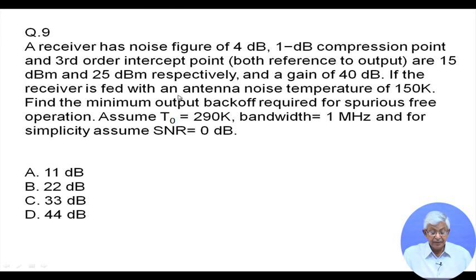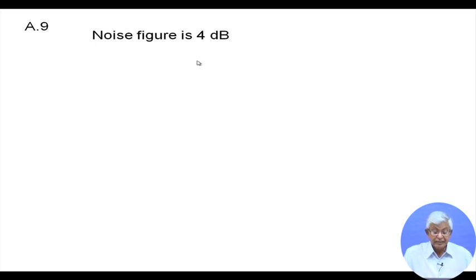If the receiver is fed with an antenna noise temperature of 150 K, find the minimum output back off required for spurious free operation. Assume T0 is 290 K, bandwidth is 1 megahertz, and for simplicity assume SNR is 0 dB. Now, 4 options are given: 11, 22, 33, 44 dB. Let us see how you calculate. Noise figure is given as 4 dB.